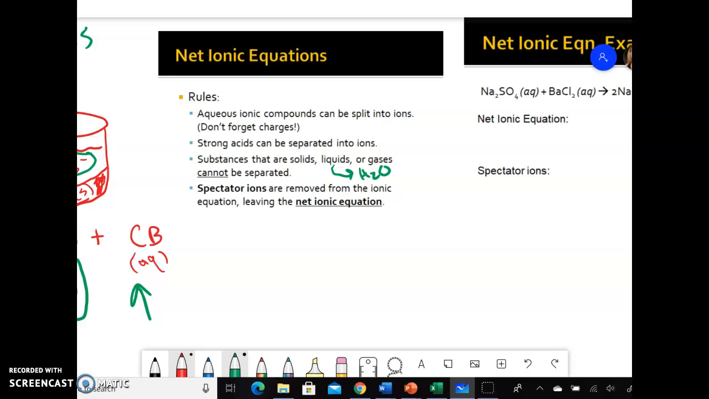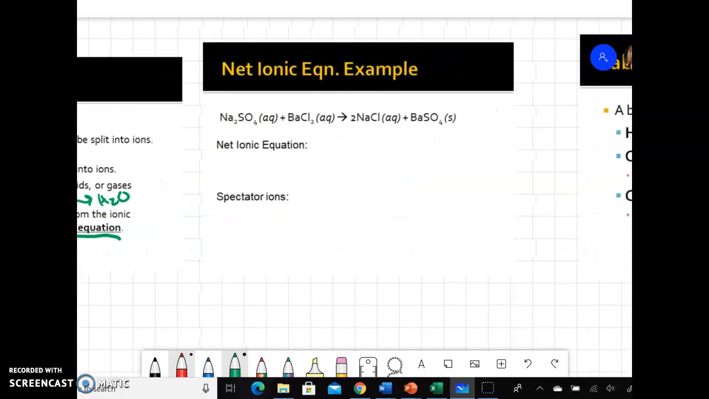And then this is a vocab word. Make sure you understand that spectator ions are the things that stay ions the whole time, so they can be removed. And then what we're left with is called the net ionic equation. So a little bit of new vocab there. Let's go through one of these examples so you can see how to do it.